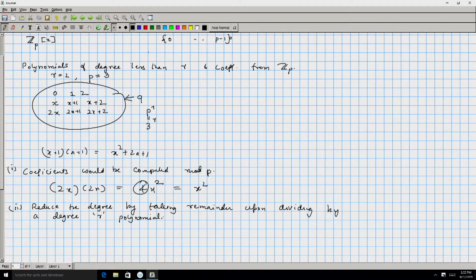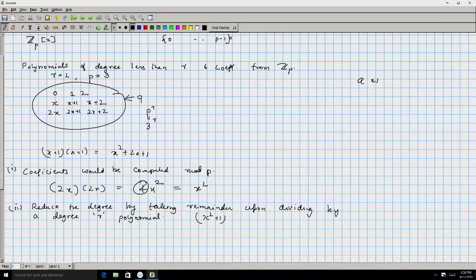Okay. This cannot be an arbitrary polynomial, but let us say for the time being we will divide it with x square plus 1. Okay. So, when you multiply two of these polynomials, whatever is the resultant, we will convert the coefficients into mod p, and whatever is the resultant polynomial, that is being divided by a polynomial of degree r. When you divide a polynomial a(x) by another polynomial b(x), the remainder is going to be a polynomial whose degree is going to be less than the degree of b(x).